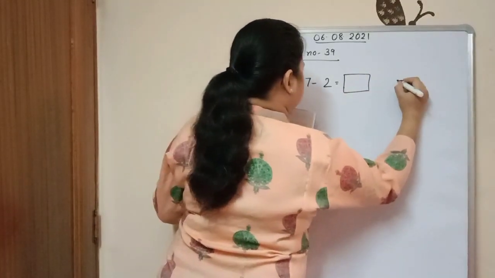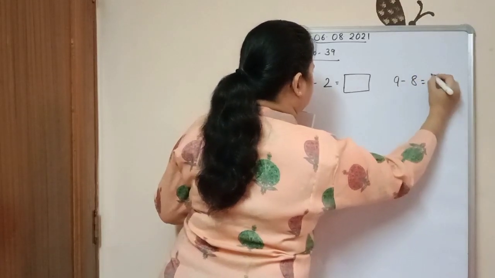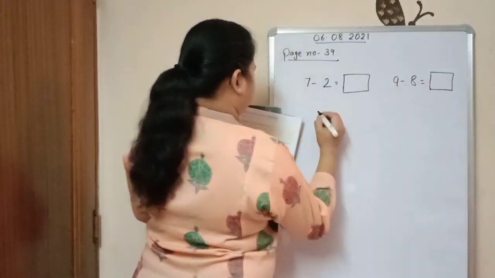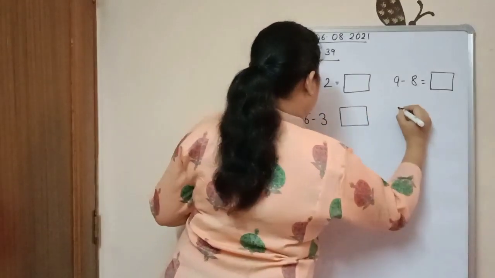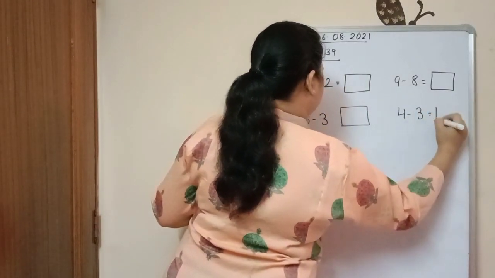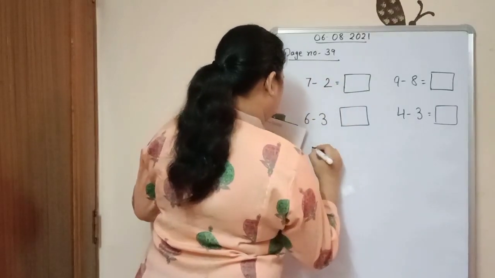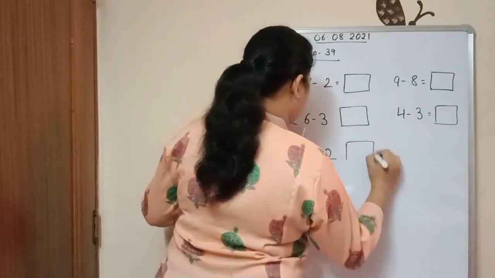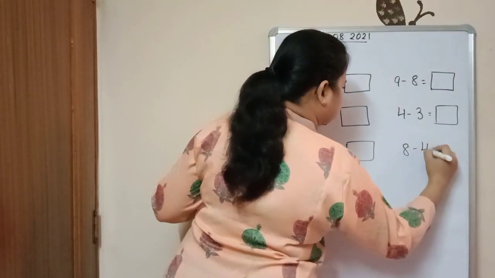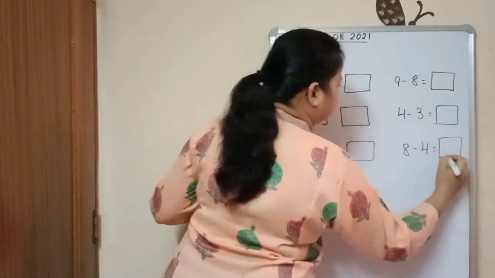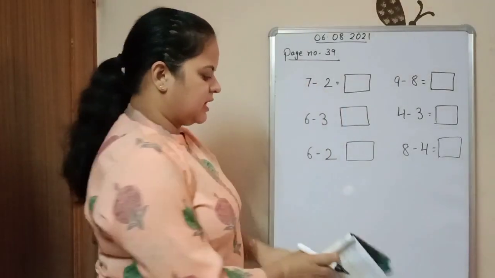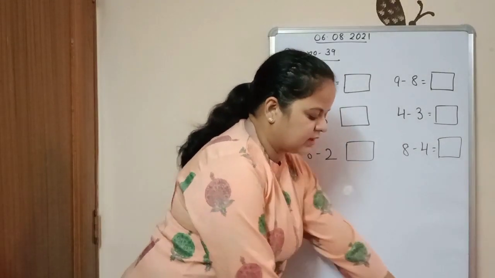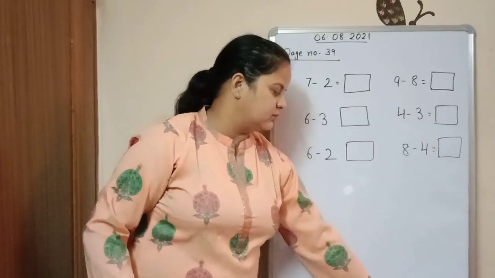And the second is 9 minus 8, then 5 minus 3, 4 minus 3, 6 minus 2, 8 minus 4. These are all the sums I am writing on the board. You have to write the correct answer in your books now.